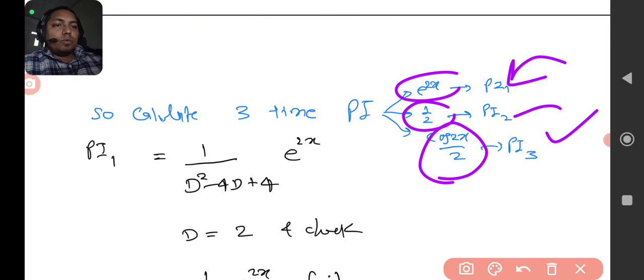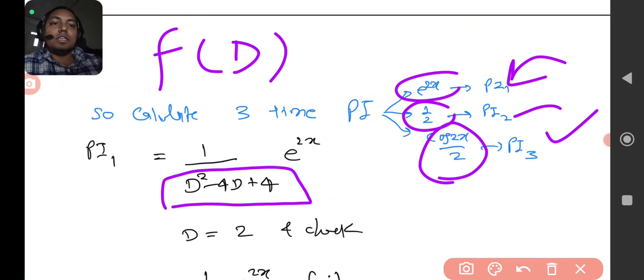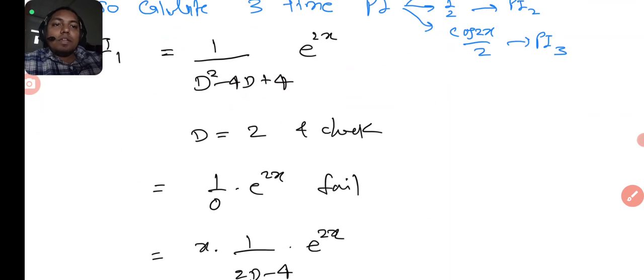Whatever auxiliary equation we have got, that was D square minus 4D plus 4, correct? That is F(D). This equation was nothing but a function of D, correct? F(D) was D square minus 4D plus 4. So we set down to calculate your PI. For e power 2x, how do we calculate that? We have the trick already.